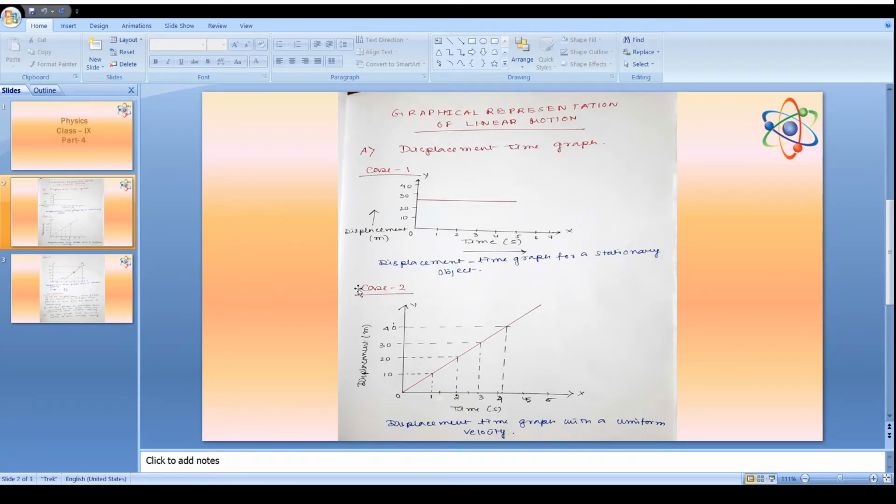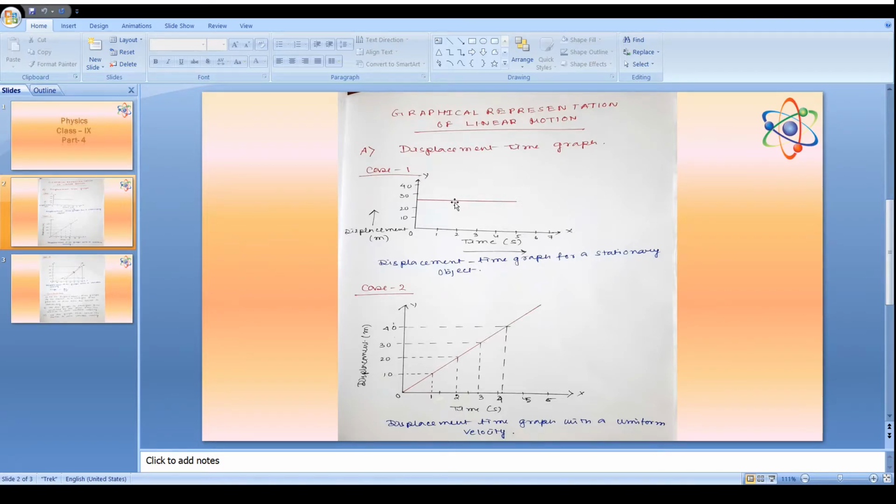If the slope is positive, it implies that the body is moving away from the starting point, but if the slope is negative, the body is returning towards the starting point. Now we will consider some cases in the displacement time graph.